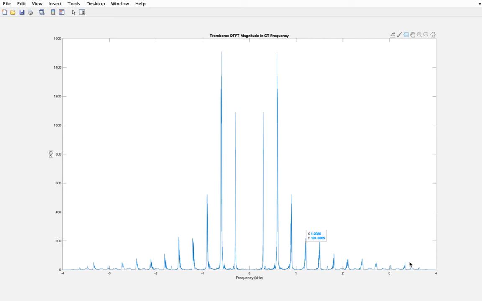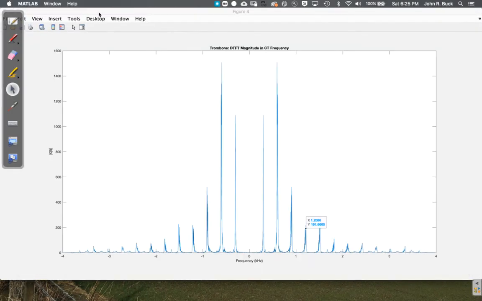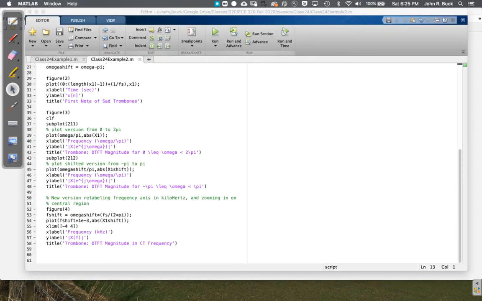Okay, so there's a good example for you. Let me see if I can get these hidden or not. That out of the way too.